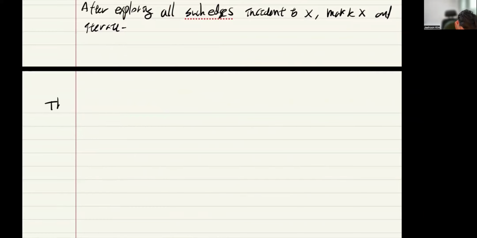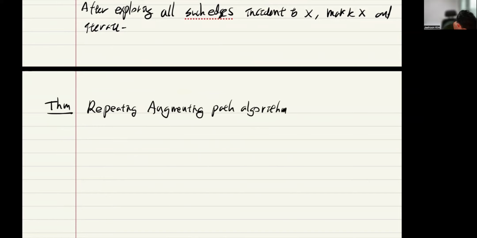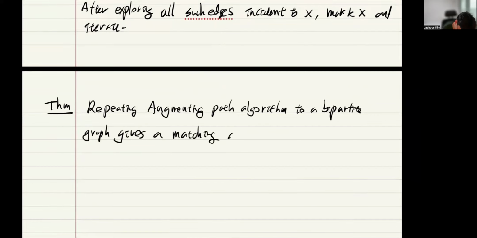We want to actually prove that this algorithm works. So if we're repeating this augmenting path algorithm for a bipartite graph, here's a fractional matching. Then how do we find such a matching? How do we verify that it is a maximum matching? Because it gives a matching and a vertex cover of equal size.